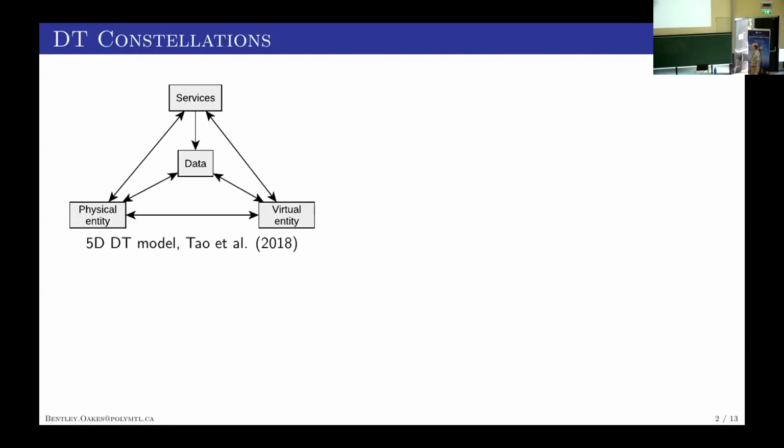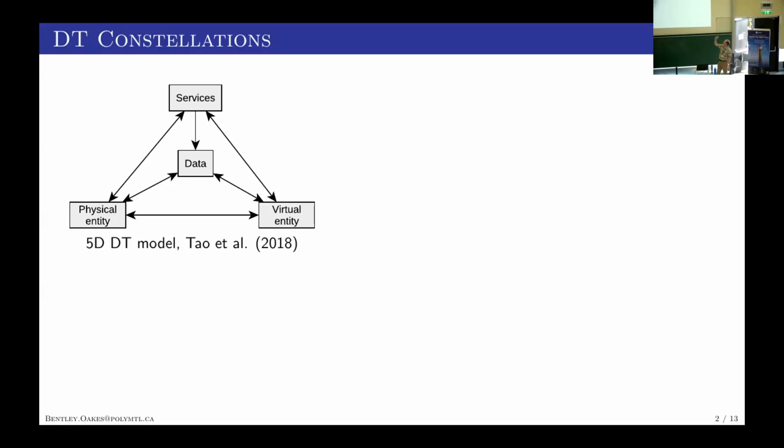So the first thing I want to talk about is the DT constellation. What is that? Who knows this figure from Tao et al. of the 5D digital twin model? There's data in the middle, a physical entity, a virtual entity, and services. I'm going to talk a lot today about services. The problem is, it's a good representation. It has more citations than I ever will.